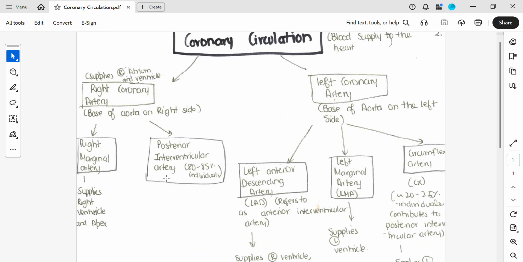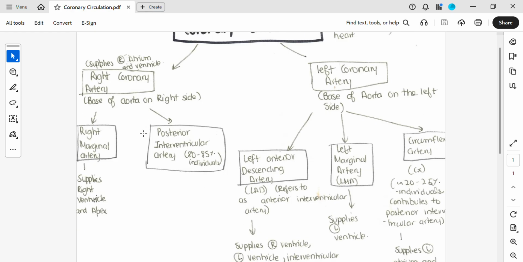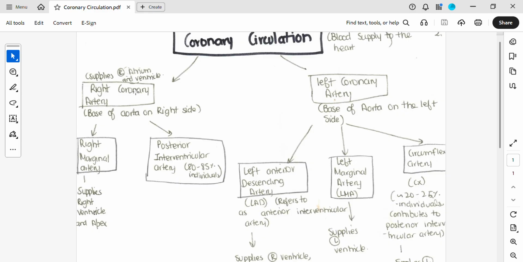If we look at that, the right coronary artery, as per the acronym, is the camp. It sits at the base of the aorta on the right side. We have a right marginal artery, which supplies the right ventricle and apex. And then we have our posterior interventricular artery, which in 80 to 85% supplies the septum, the interventricular septum.